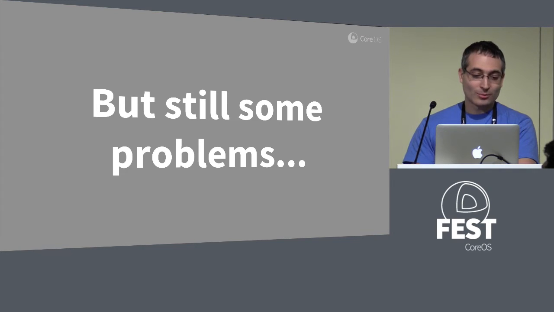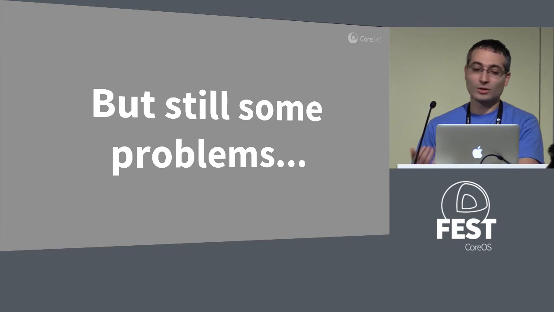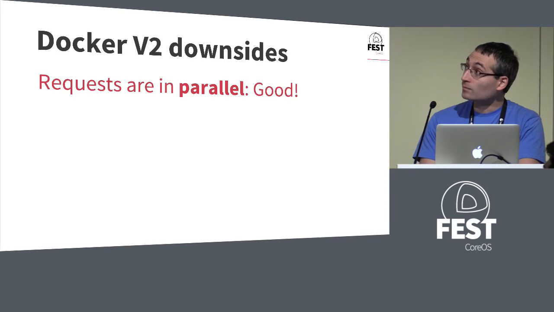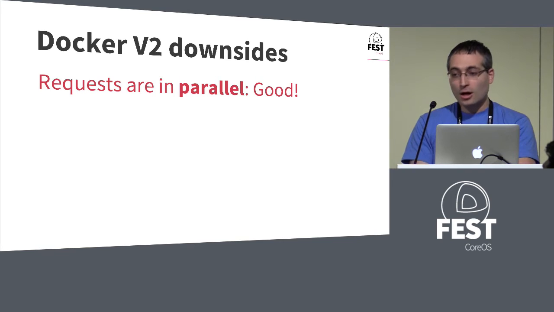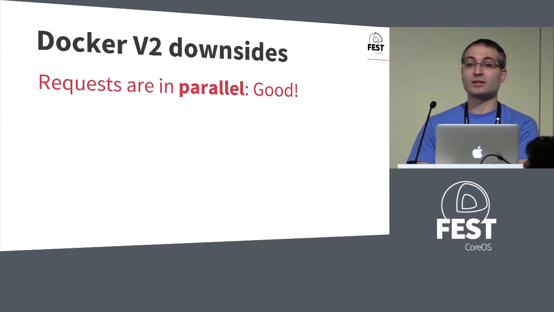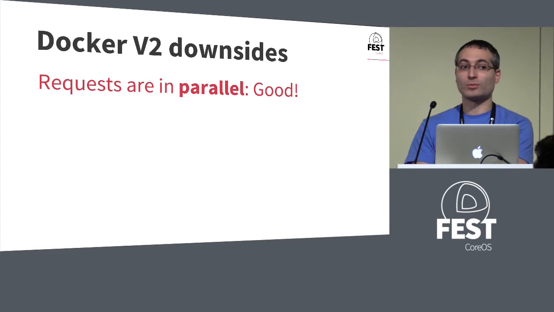Sadly, there were still some problems, and enough so that it led us to look into another solution. Docker V2, as a plus, has all of its requests in parallel. So instead of making 10 sequential HTTP requests, a good chunk of them are going to occur simultaneously. So if you're pulling multiple layers, one layer will start pulling down its metadata at the same time as another layer, and as soon as it has its metadata, it can then start pulling its blob file system. That's really good. There's still overhead, but at least it's being parallelized.